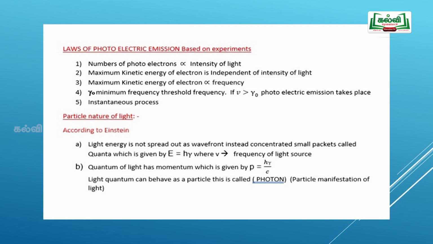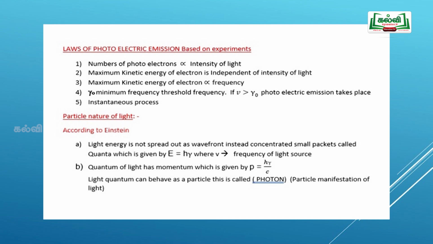There is a minimum frequency called threshold frequency nu naught. If nu is greater than nu naught, the photoelectric emission takes place. It is an instantaneous process. These are the laws of photoelectric emission. Let's move on to the particle nature of light.